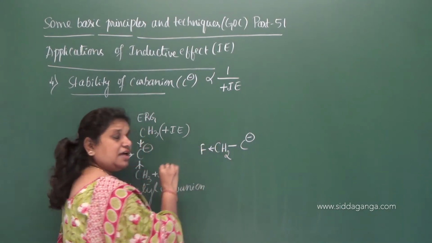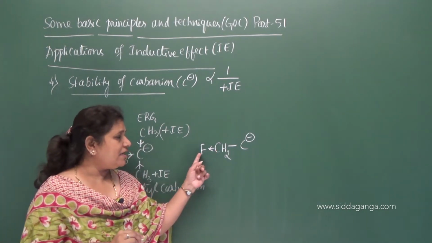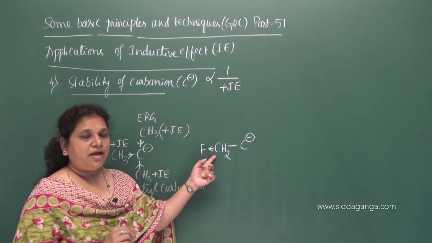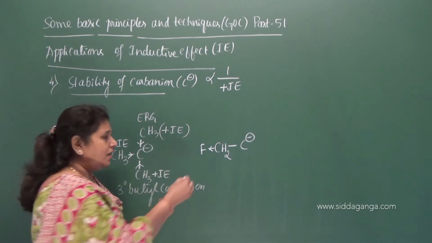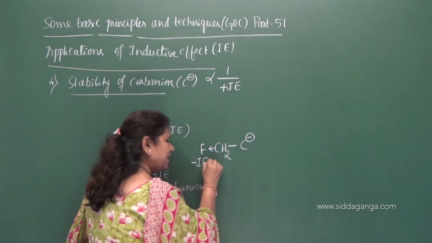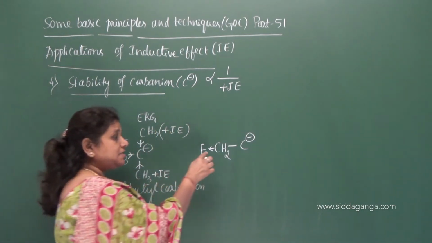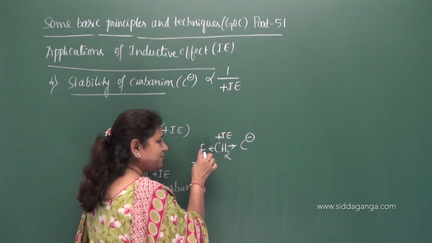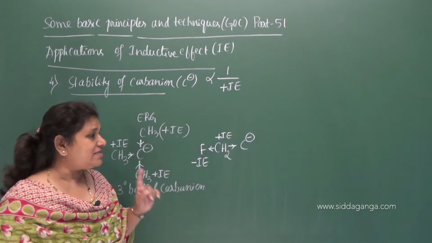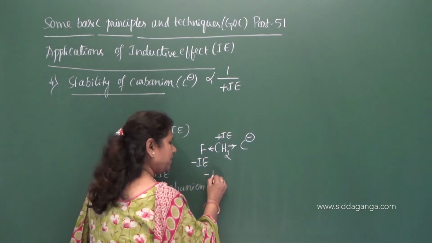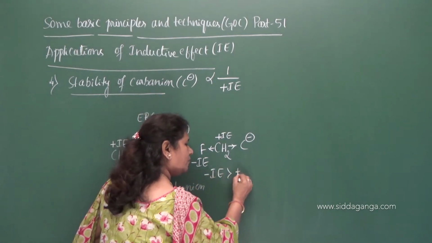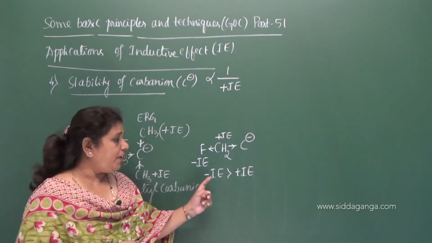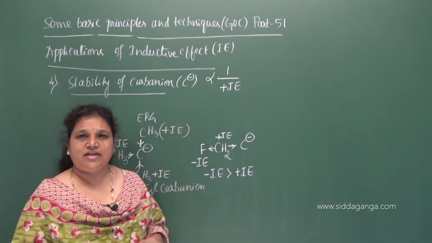Therefore, it withdraws the electron from the carbon to fluorine sigma bond. The displacement of the sigma electron takes place towards fluorine, and thereby fluorine exerts negative inductive effect. But the CH2 group exerts positive inductive effect here. But as fluorine is more electronegative than CH2, the negative inductive effect predominates over positive inductive effect.